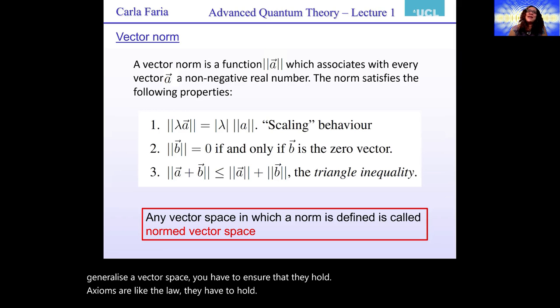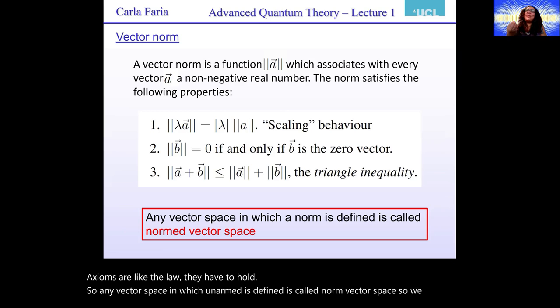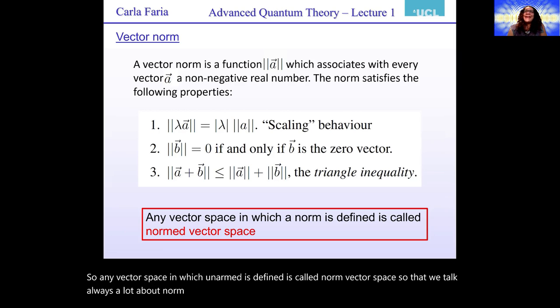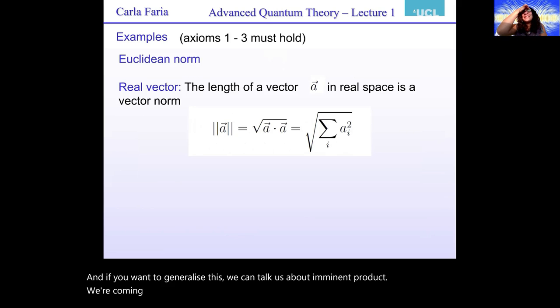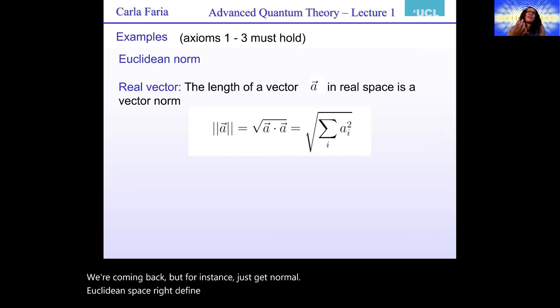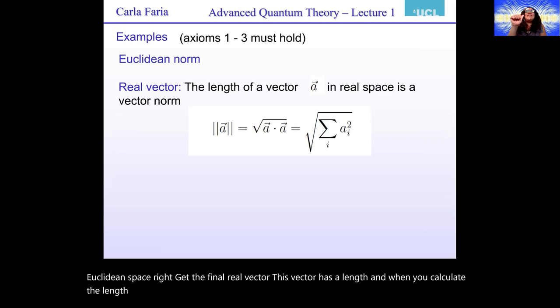So any vector space in which a norm is defined is called a normed vector space. So we always talk a lot about normed vector spaces. And if you want to generalize this, we can talk also about inner products. We're coming back to that. But for instance, just take the normal Euclidean space, right? Define a real vector. This vector has a length. And when you calculate the length, that's how you calculate it. And if you look, all these three axioms are going to hold.